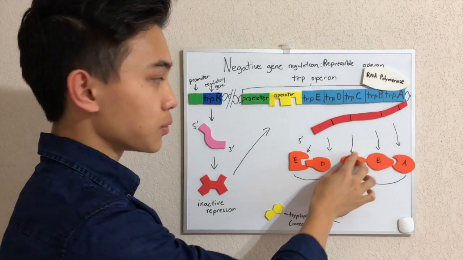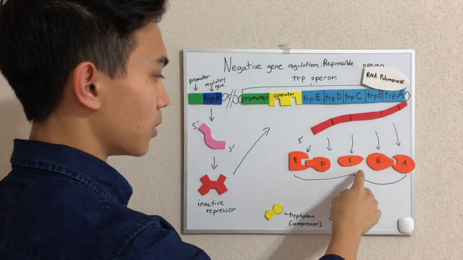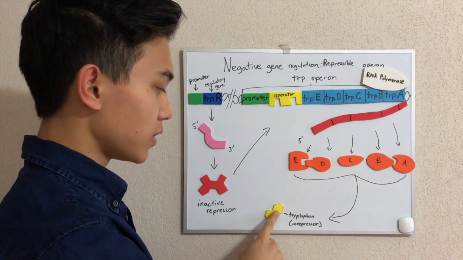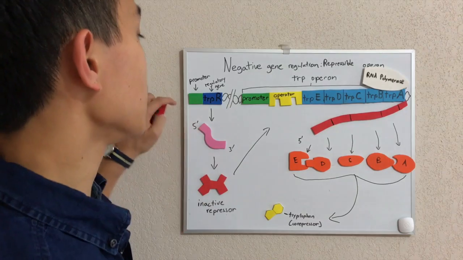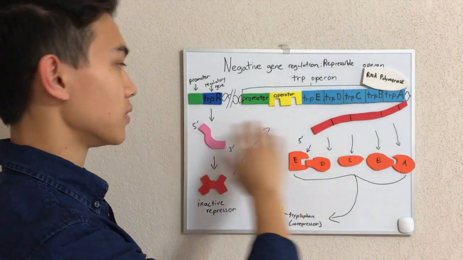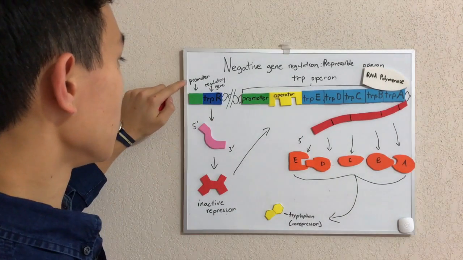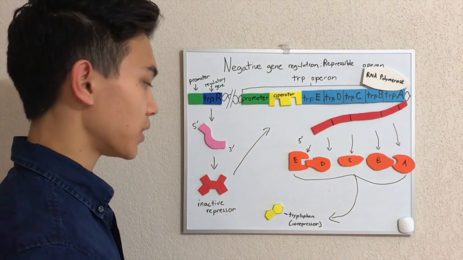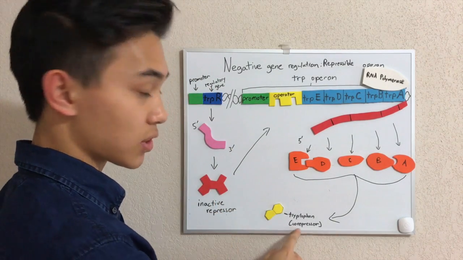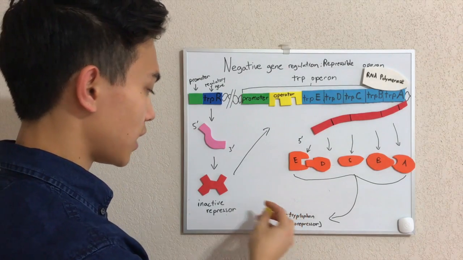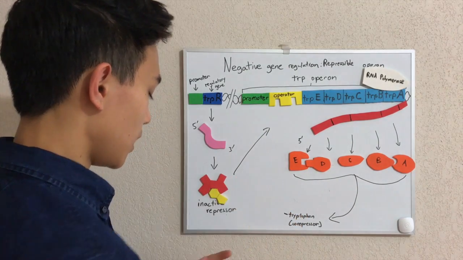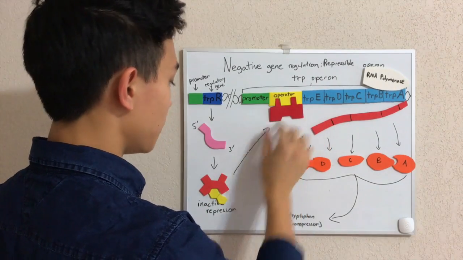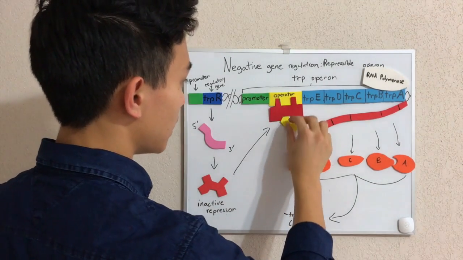Now all these proteins will eventually contribute to the process of making tryptophan. Tryptophan is also a co-repressor. Now earlier in this strand of DNA, there's a regulatory gene that codes for an inactive repressor. So tryptophan, which is the co-repressor, binds to that inactive repressor. As a result, it will change the shape of the inactive repressor, and this will become an active repressor.